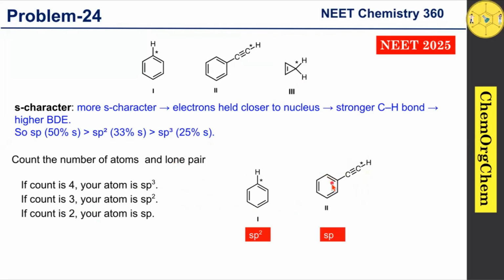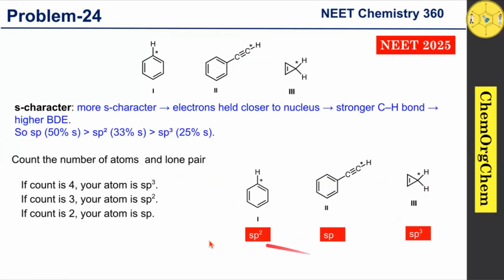And let's move on to our final structure. Here you can see that we should count how many atoms are around this carbon atom. So 1, 2, 3, 4. The count is 4. Therefore the hybridization of this carbon is sp3 hybridization.